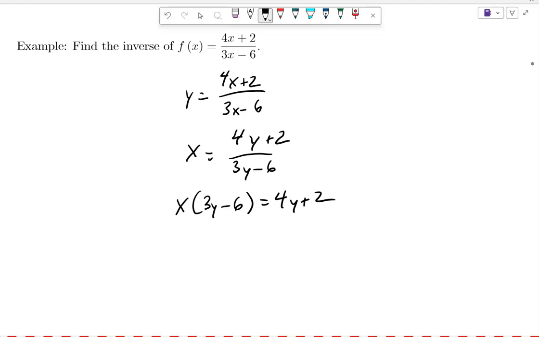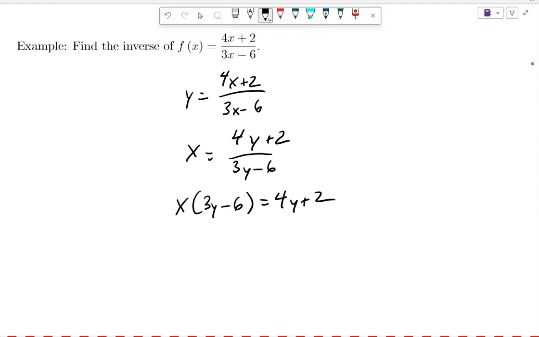So we'll get x times 3y minus 6 equals 4y plus 2. We're just declaring the fraction there. Now again here, our goal is to solve for y. Isolate the y. What that means is that you can only have y on one side. You have to have y equals something with absolutely no y's in it. It does not mean have a y on one side and have a y on the other. That's not solving for y.